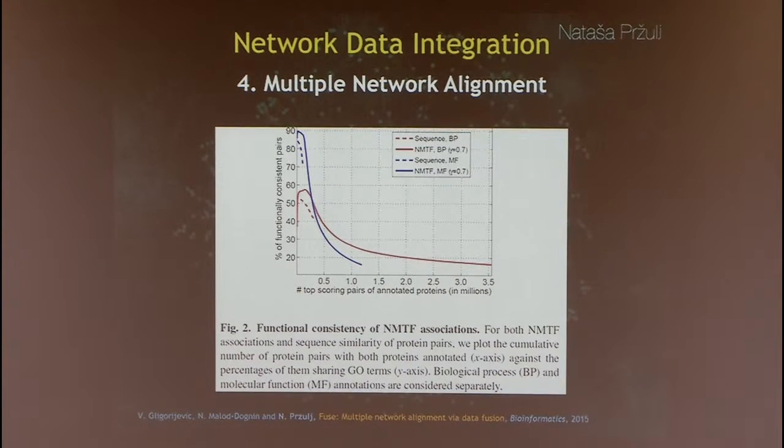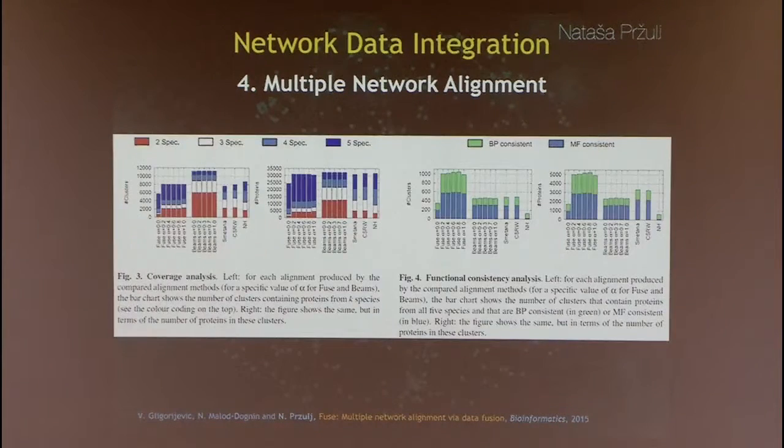And in terms of results, only quick remarks. From sequence alignment, this is the top scoring pairs of annotated proteins in millions, and this is the percentage of functionally consistent pairs. The dashed lines are from sequence, and the solid lines are from this data fusion approach. Biological processes are red and molecular function is blue. And when you compare to other methods, you want to find these clusters that are in the same cluster.